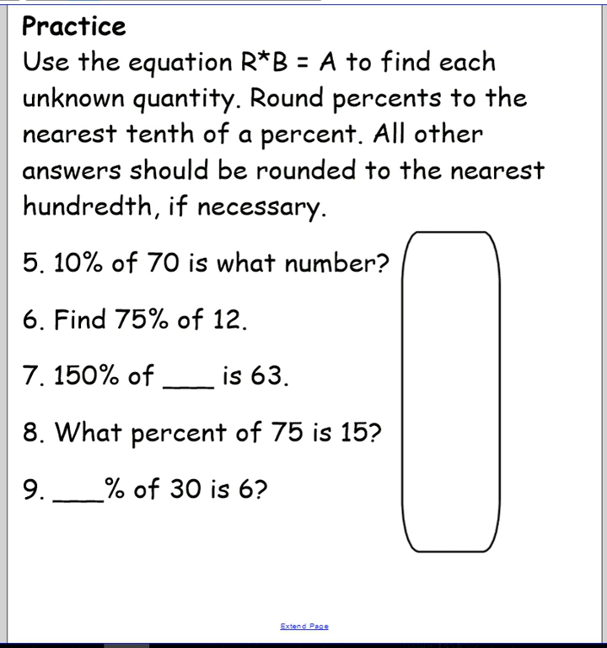So how about it? You ready to start using it? For the next questions, go ahead and set up your R times B equals A, and then solve the equation that you create. Don't forget that for 8 and 9, you need to change your rate into a percent by moving that decimal 2 spaces to the right before adding your percent sign to it. So pause the video and work those, and then come back when you're ready and check your answers.